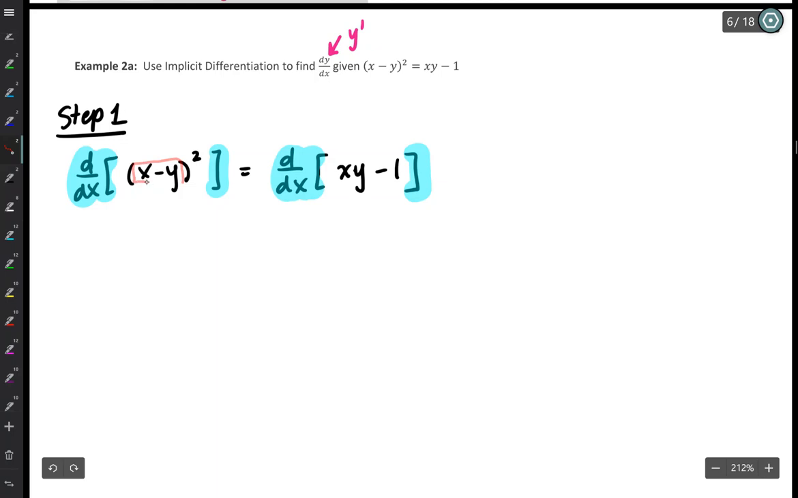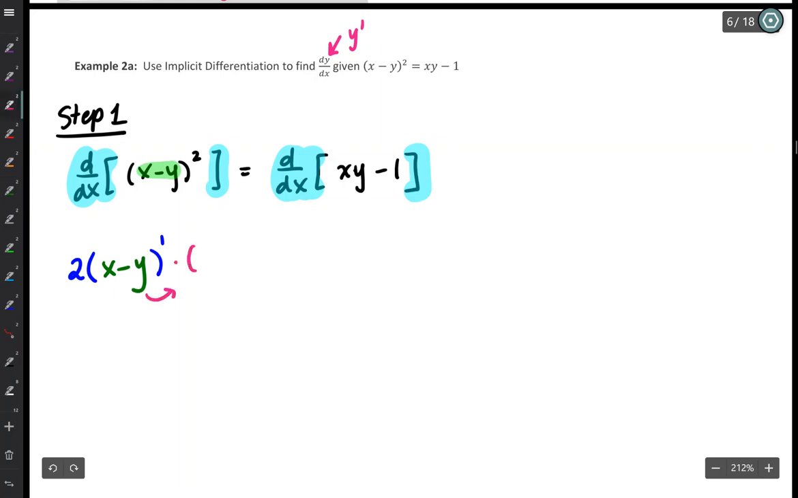I see a function of x minus another function of x, all squared. My inside function is right here. My outside function is squaring. So using chain rule, we get 2 to the power of 1 evaluated at my inside function, times the derivative of that inside function. The derivative of x is 1 minus the derivative of y is 1 times a y prime. It's just y prime.